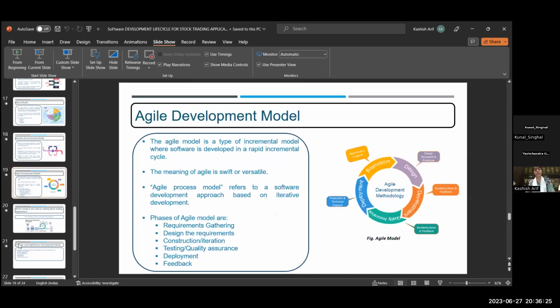Next is agile development model. What is agile development model? The agile model is a type of incremental model where software is developed in rapid increment cycles. The meaning of agile is swift or versatile. Agile process model refers to a process development approach based on iterative development. Phases of agile model are requirement gathering, design the requirements, construction, iteration, testing, quality assurance, deployment, feedback. Agile development model is designed for stock and trading applications. These are the phases of agile development model.